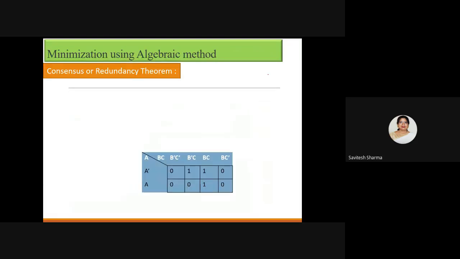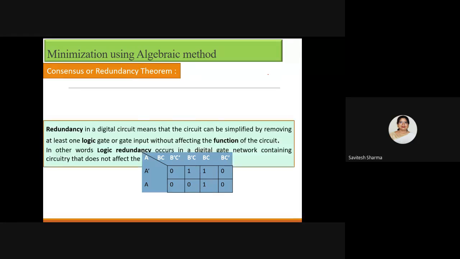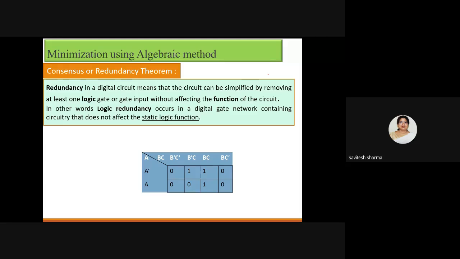Now come to the some problem that you may think that it is difficult and it is already a simplified form. So I am showing you some example that is tricky. So that requires the consensus theorem that we already know. It is also known as redundancy theorem. Okay. So first of all, we should know what is redundancy theorem.